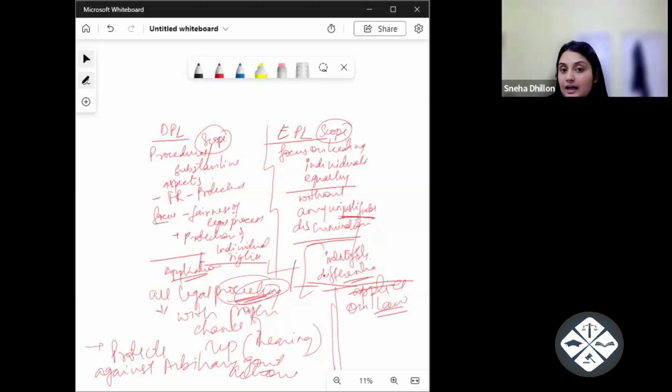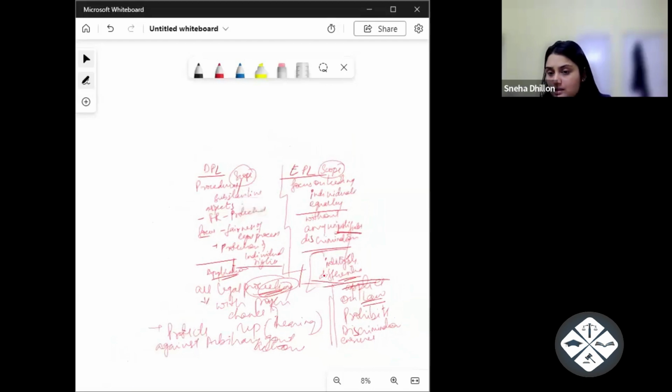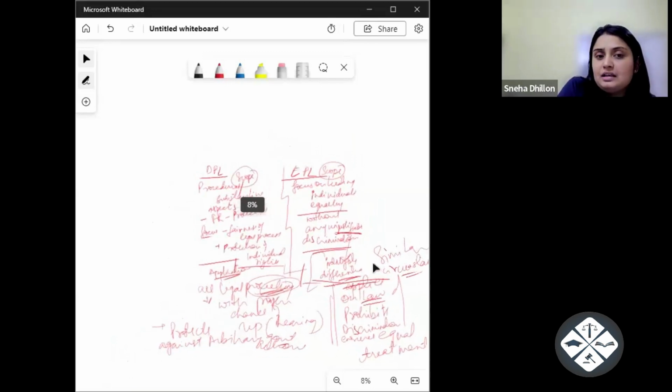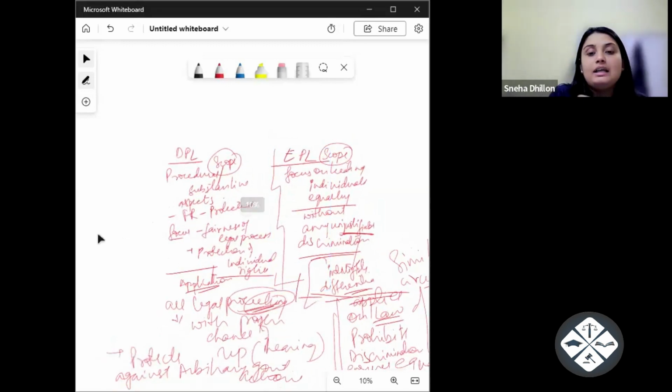तो ये क्या करता है? It prohibits discrimination and ensures equal treatment. Equal treatment कब? Similar circumstances. Okay, similar circumstances में. So we are just trying to say this कि भाई जो due process of law है और equal protection of laws hai, they are different concepts.